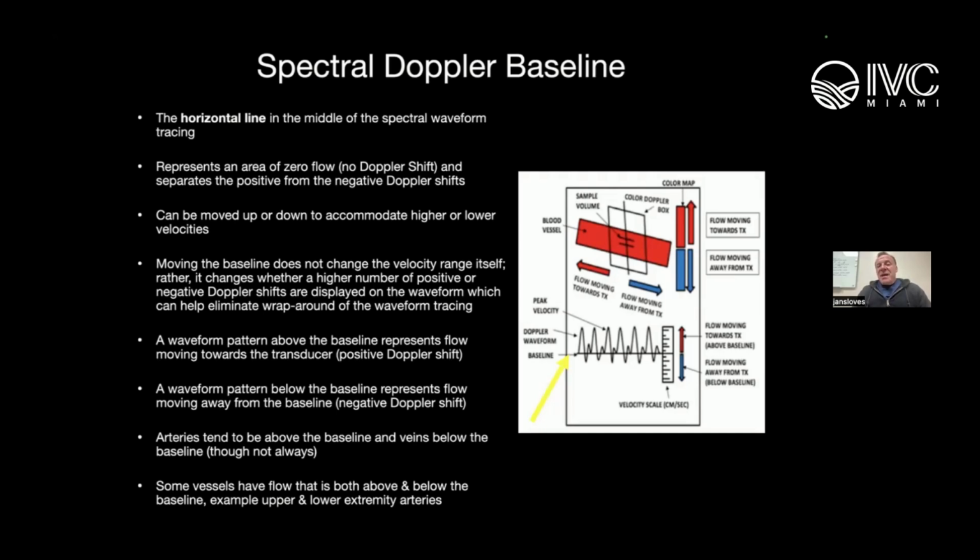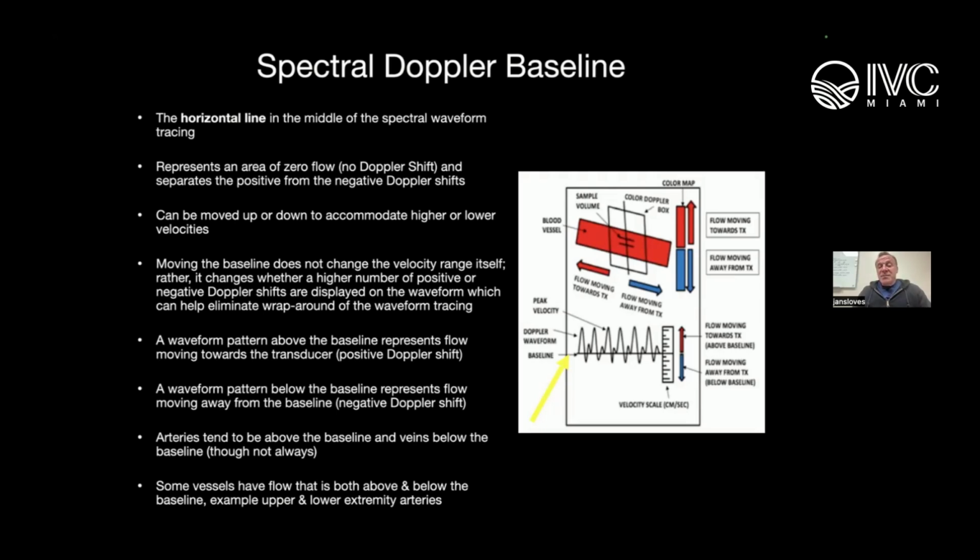So moving the baseline does not change the velocity range itself. Rather, it changes whether a higher number of positive or negative Doppler shifts are displayed on the waveforms, which can eliminate the wraparound of the waveform tracing, right? So now a waveform pattern above the baseline represents flow moving towards a transducer. So that's a positive Doppler shift. And then a waveform pattern below the baseline represents flow moving away from the transducer, a negative Doppler shift.